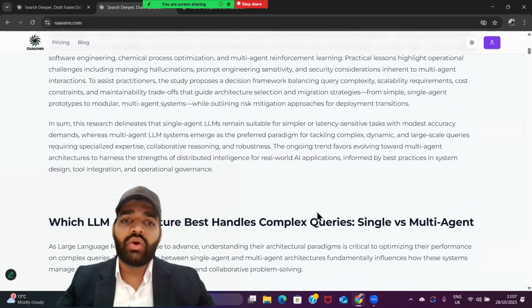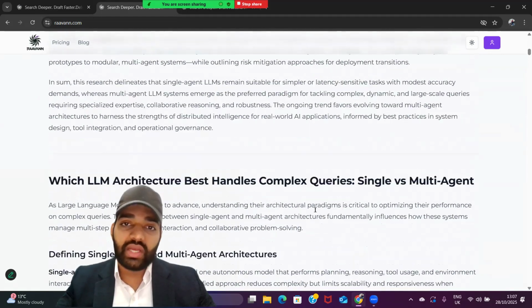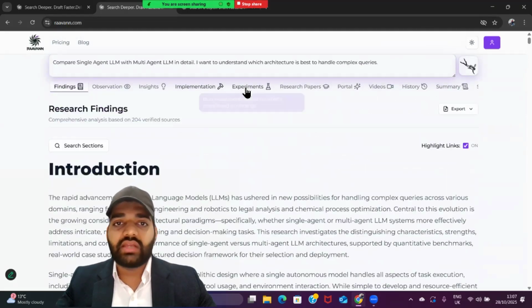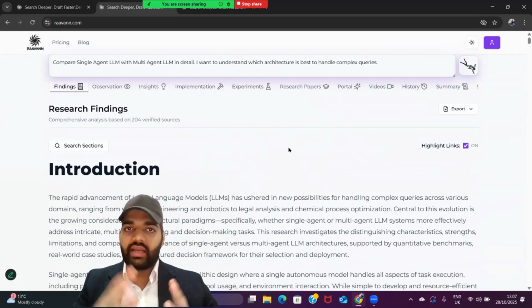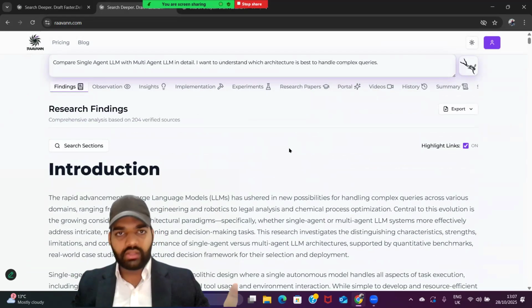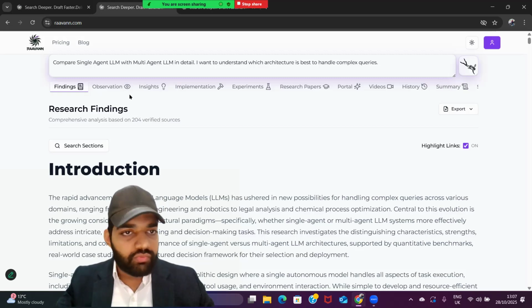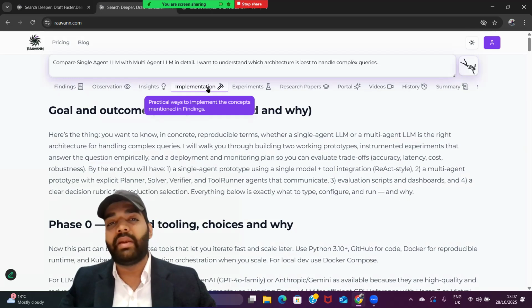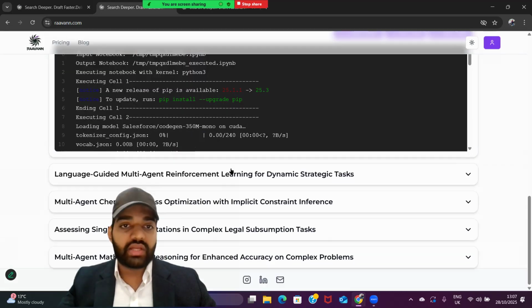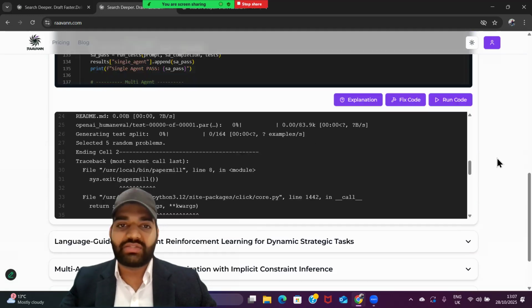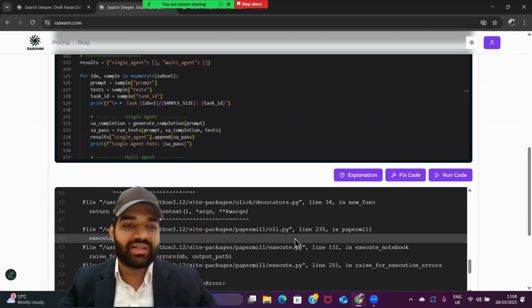And yeah, this is how the deep research works. As you can see, you got all of these things with just one prompt. I just asked for comparing single agent and multi-agent, and you got all this information: what's the comparison, observations, insights, implementation, how to build it, experimentations with the code. As you can see, even the code has been executed by the time I was showing the other things.